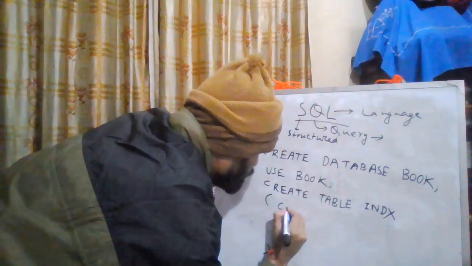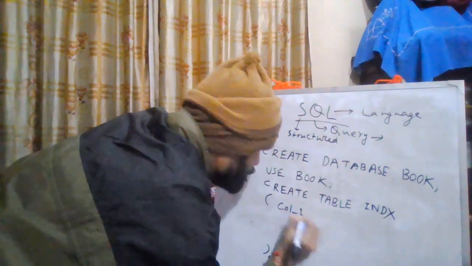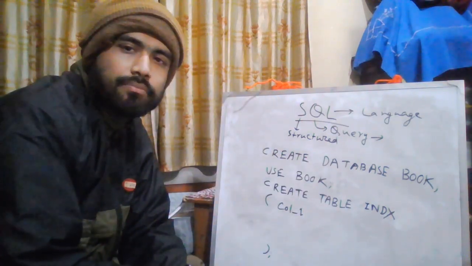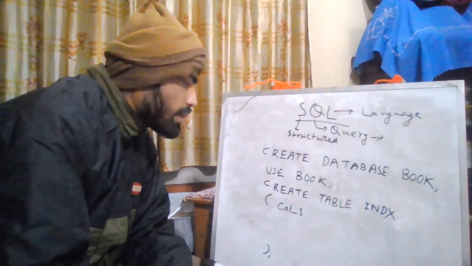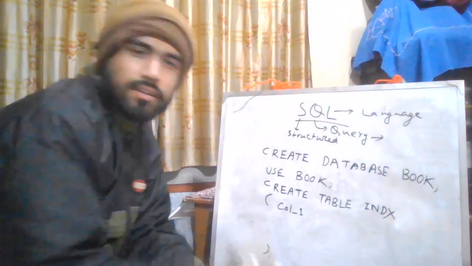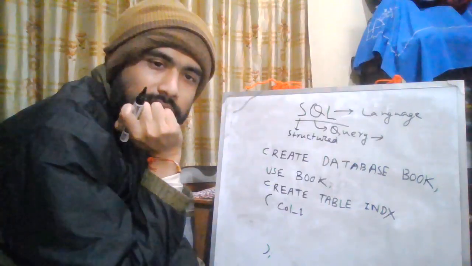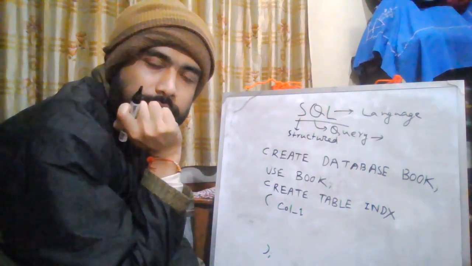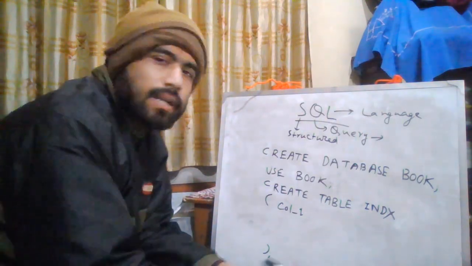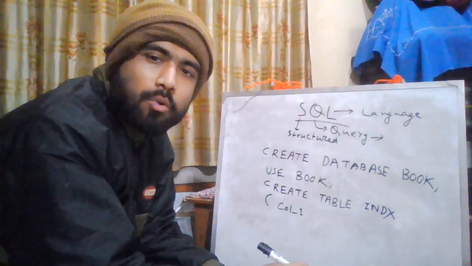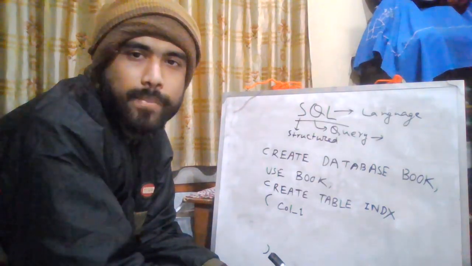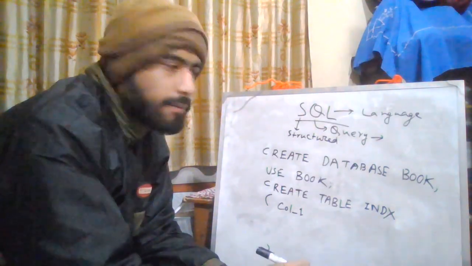For example, the first column is call1. After that, we are going to write the metadata information. What is metadata? Metadata is nothing but data about data, or data on data.